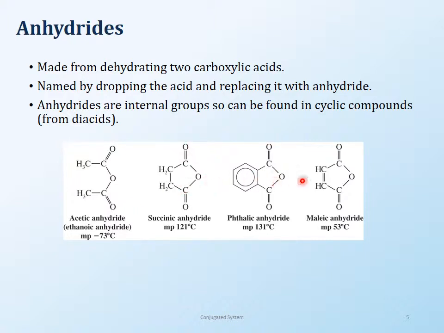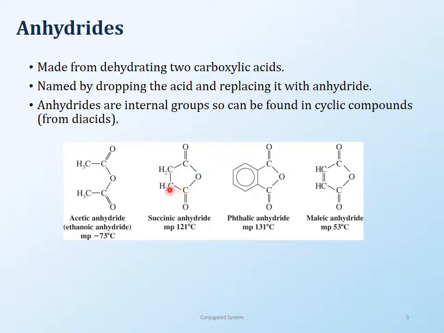These anhydrides that you see over here are actually coming from diacids, because anhydrides are internal groups. How? Because they are between 2 carbons. So if something is between 2 carbons, you can have an internal functional group. So here, if this was a diacid, the diacid would be 4 carbons. 1, 2, 3, 4.